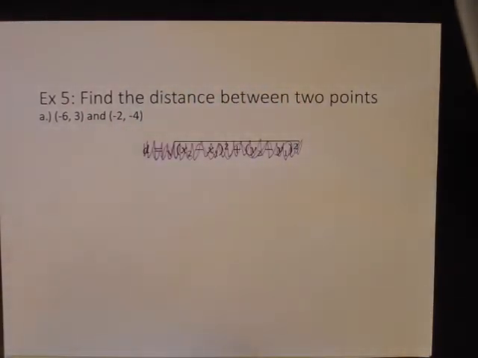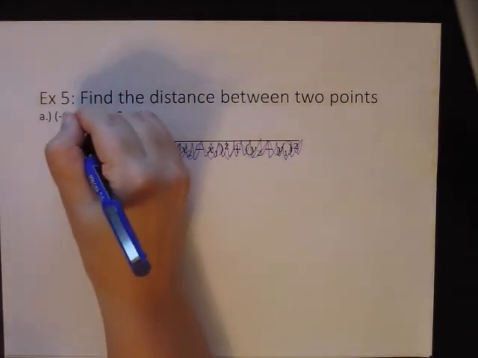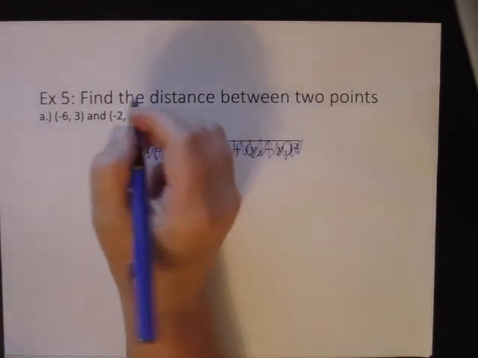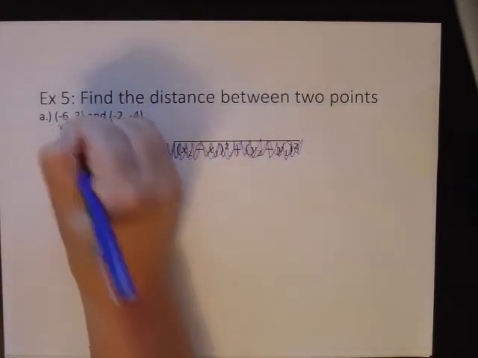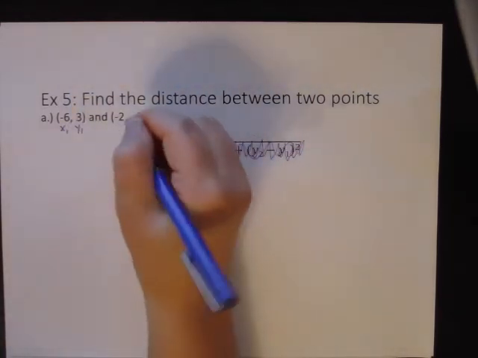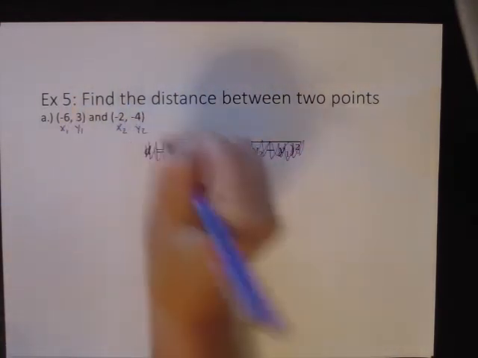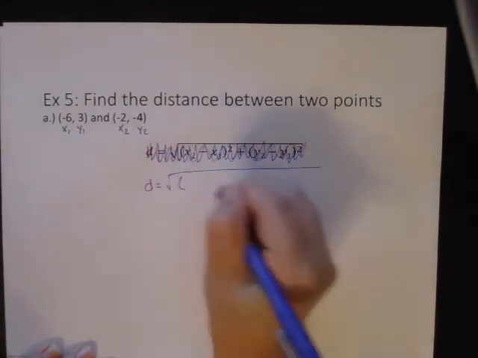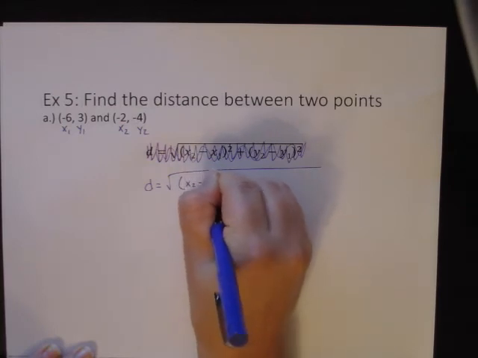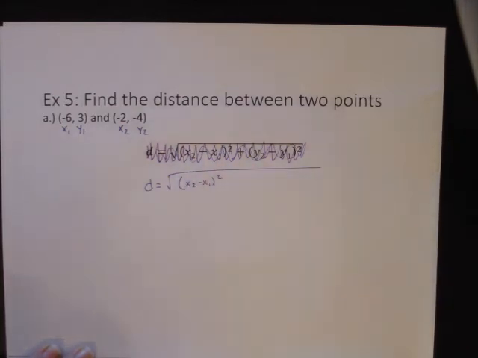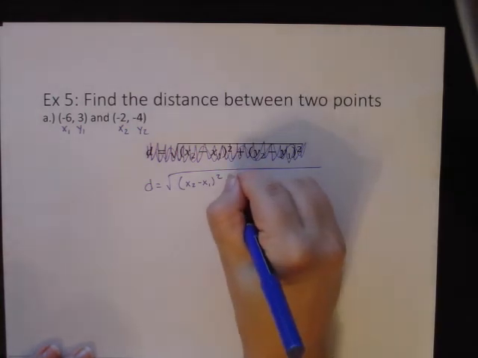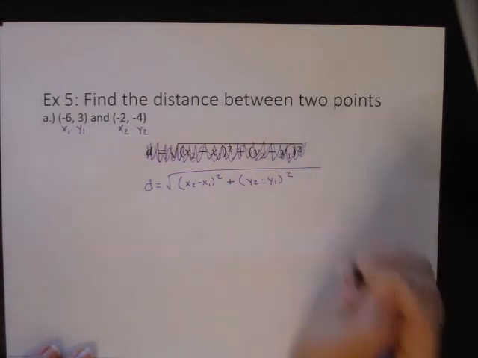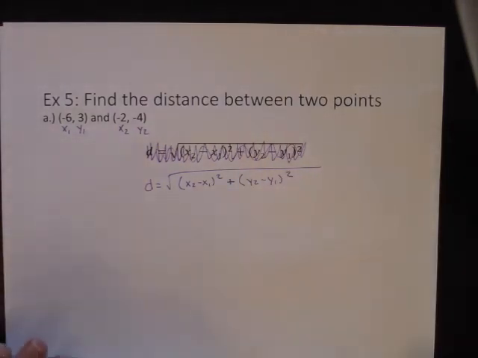Alright, so find the distance between the 2 points. We have negative 6, 3, and then we've got negative 2, negative 4. The first point that I see, x1, y1. Second point that I see will be x2, y2. Now in order to find the distance, I know that I have to take the square root of my x2 minus my x1 squared, so I have to subtract my x's and square that value because it can't be negative. Plus, then I gotta take y2 minus y1, subtract those two, and then I have to square that value.